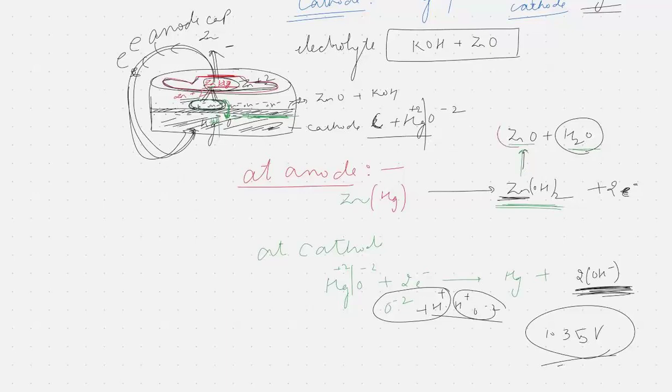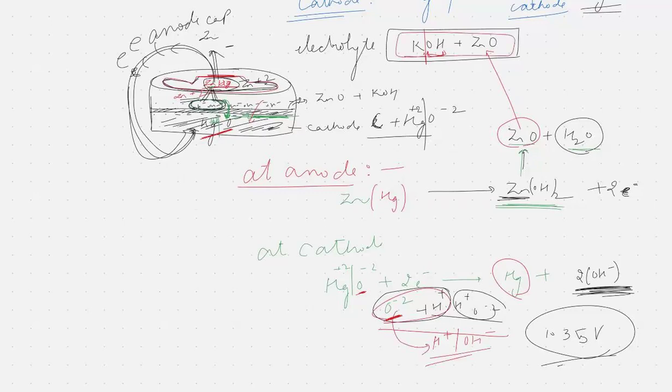So ZnO is a part of the electrolyte. And from the KOH, we utilize two OH negative. Those two OH negative are regenerated here, because the moment HgO gains electrons, it forms pure mercury and O minus 2 is left. The water which crossed the separator and came to the cathode side breaks into H plus and OH negative. This O minus 2 will combine with it and form two OH negative, which is again regenerated. So my electrolyte is not getting utilized completely.